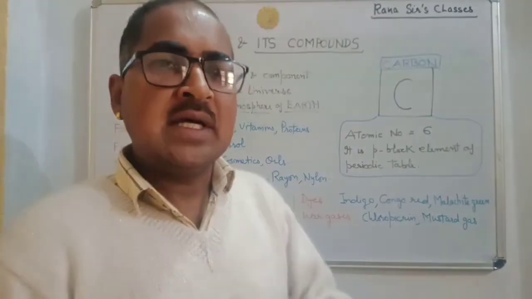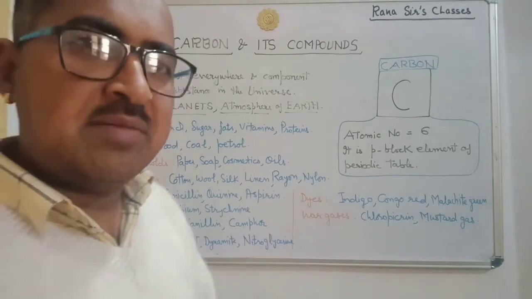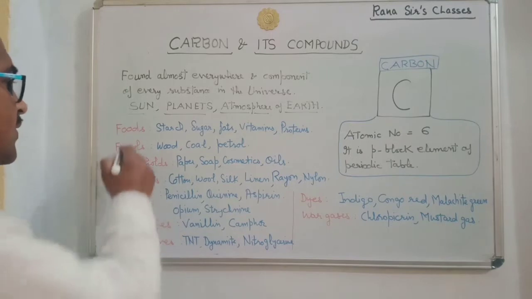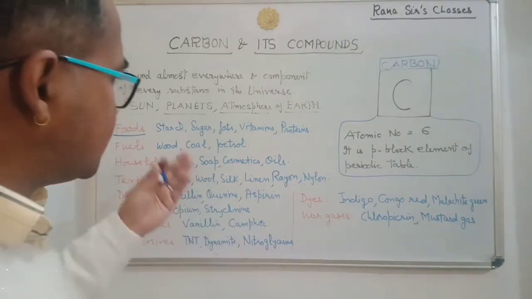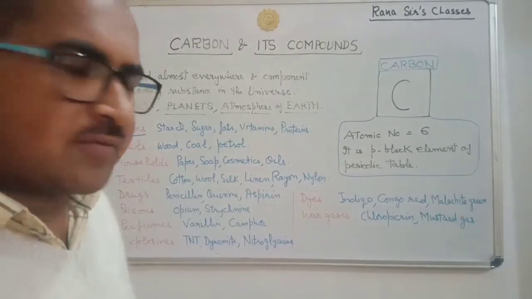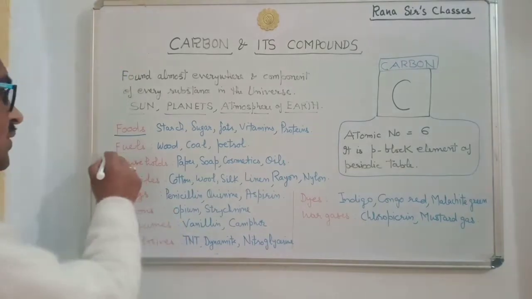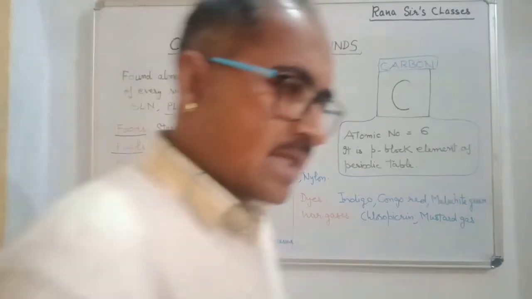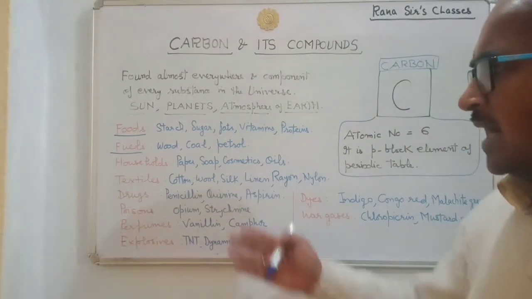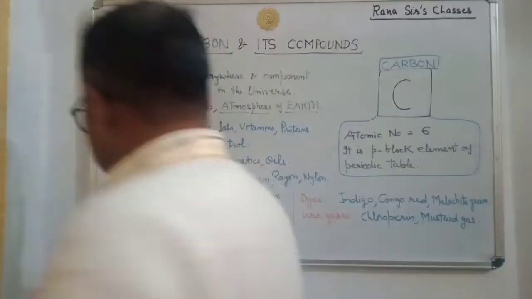Now if we look at our surroundings, we find its availability everywhere. In foods, carbon is found in starch and sugars like glucose, fructose, and mannose, everything is made up of carbon. Then fats, vitamins and proteins. In fuels like wood, coal and petrol, carbon is a component. In household items like paper, soap, cosmetics, and oils, carbon is there.